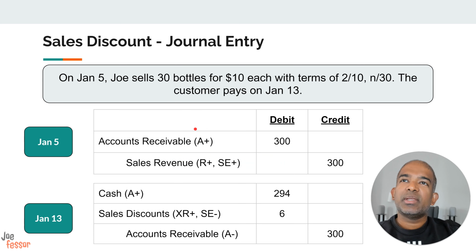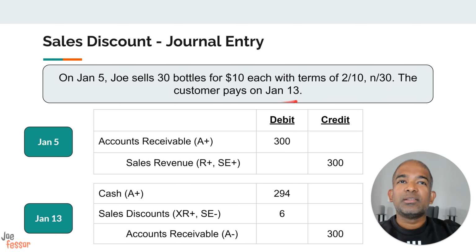Now let's look at the journal entry in the case of when a sales discount is being used by the customer. On the 5th of January, Joe sells 30 bottles for $10 each with terms of 2, 10 and net 30. The customer pays on the 13th of January. On the 5th of January, when Joe sells 30 bottles, he earns a revenue of $300. So on the 5th of January, you would credit your sales revenue account by $300. Because the customer is yet to pay, he would debit his accounts receivable account by the same $300. So accounts receivable, which is an asset, would be debited by $300.